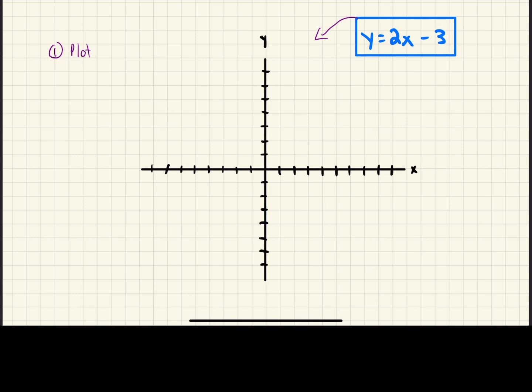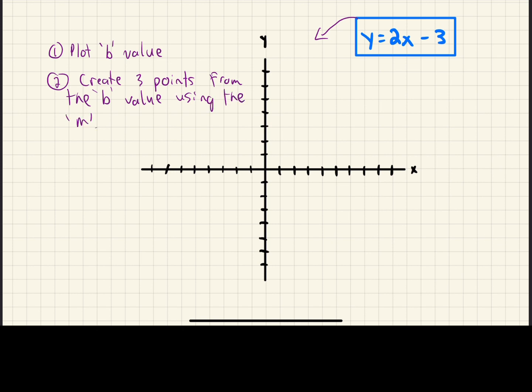plot the y-intercept value first. And then the second part is going to be create 3 points from the b value using the slope value, or the m. So in this case, the b value is going to be at -3. And remember, it's a y-intercept. So wherever the line crosses the y, that means it's going to have an x value of 0. So that's going to be at 0 and -3.